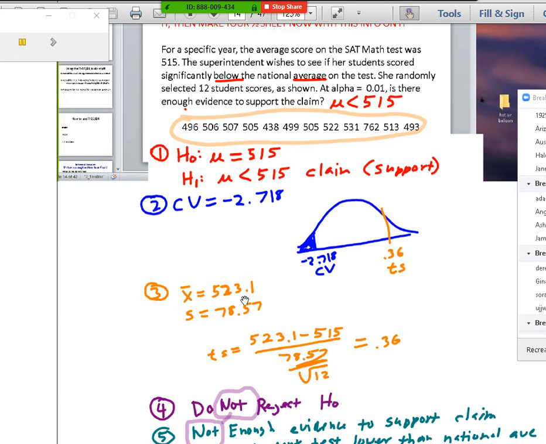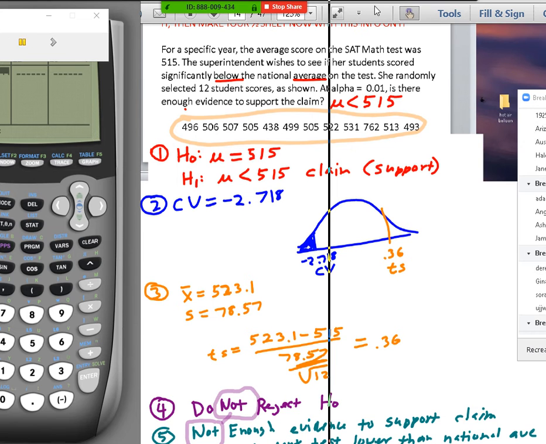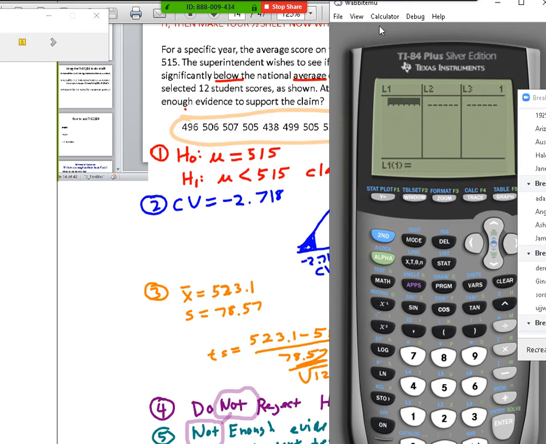All right, then I'm going to find my test stat. So you put this stuff into here. Do you guys want me to go through it on the calculator? I guess I should do that. I'll do that. So move my calculator over, and we're going to pop these numbers in.